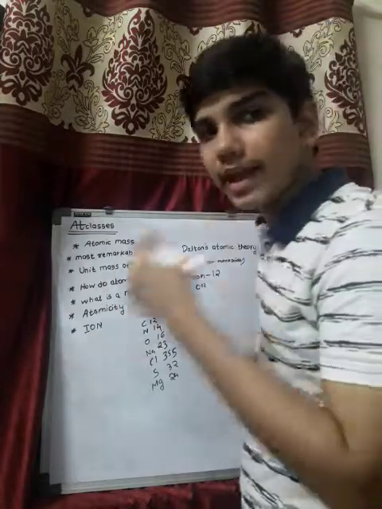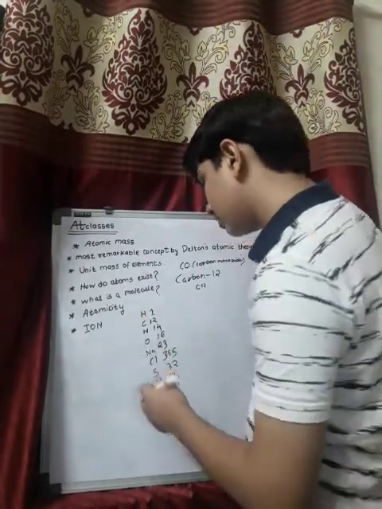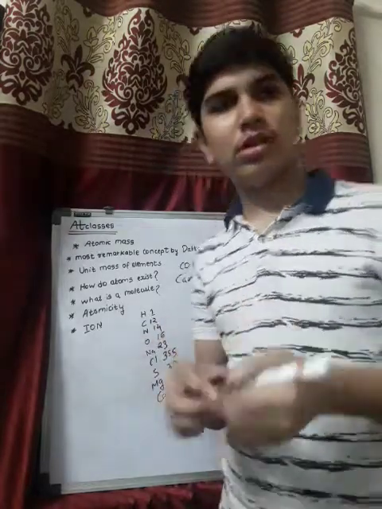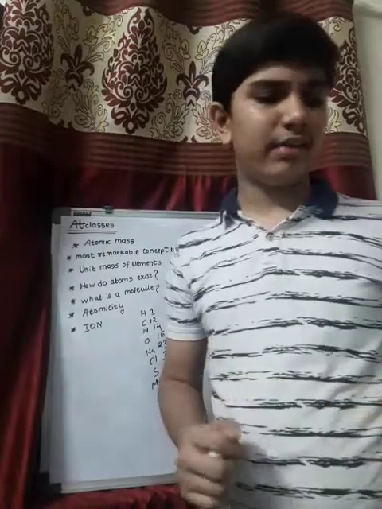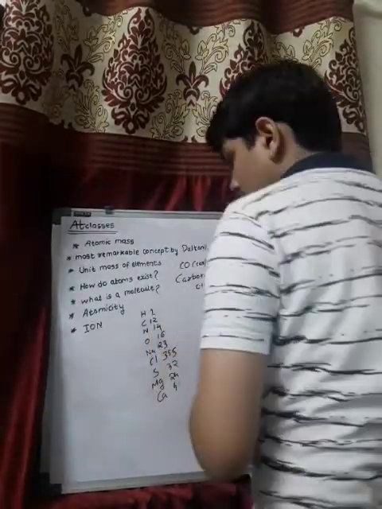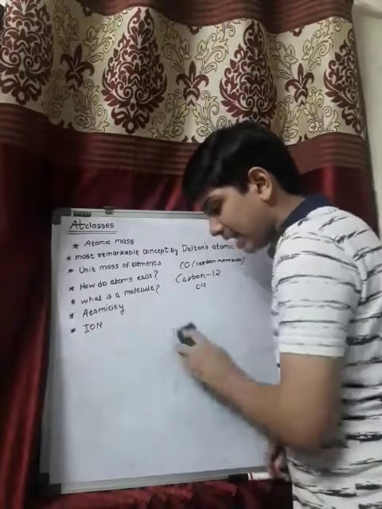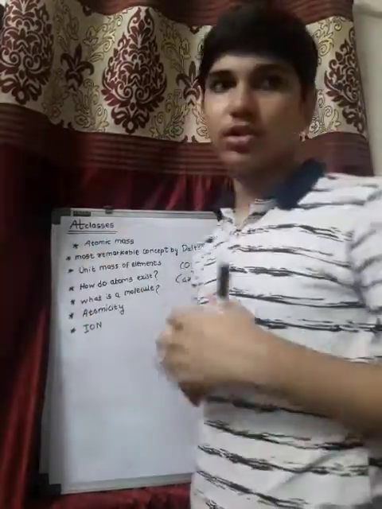Right? Now calcium is 40. These were the few given atomic masses in your NCERT. Right? Now we will discuss how atoms exist. How do they exist in nature?